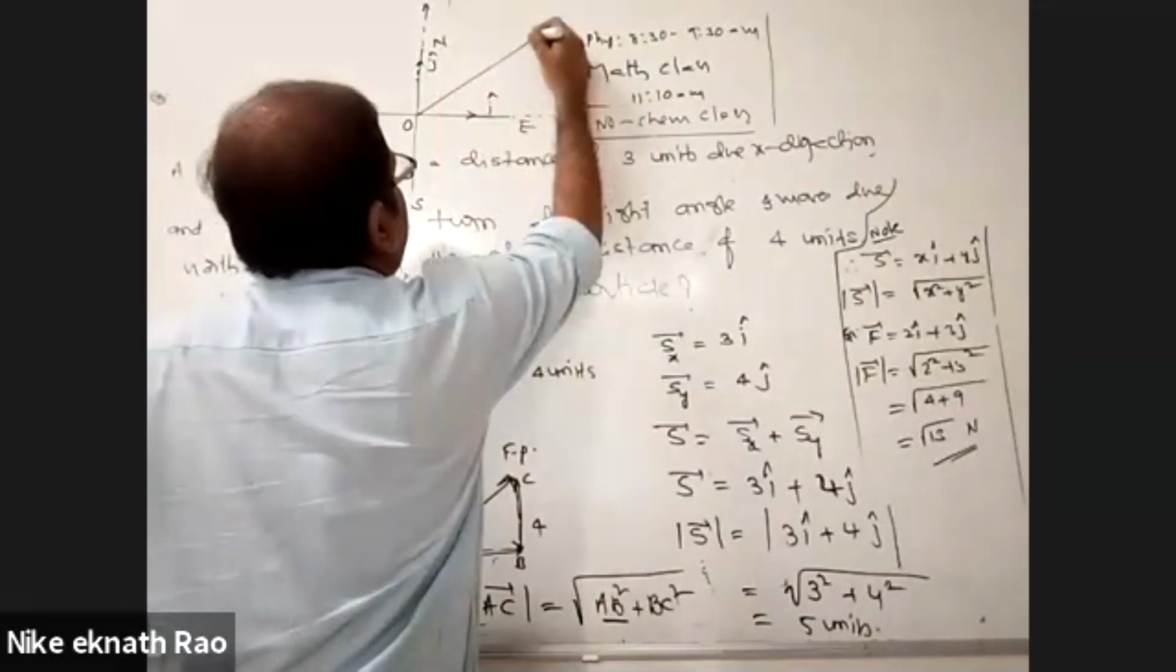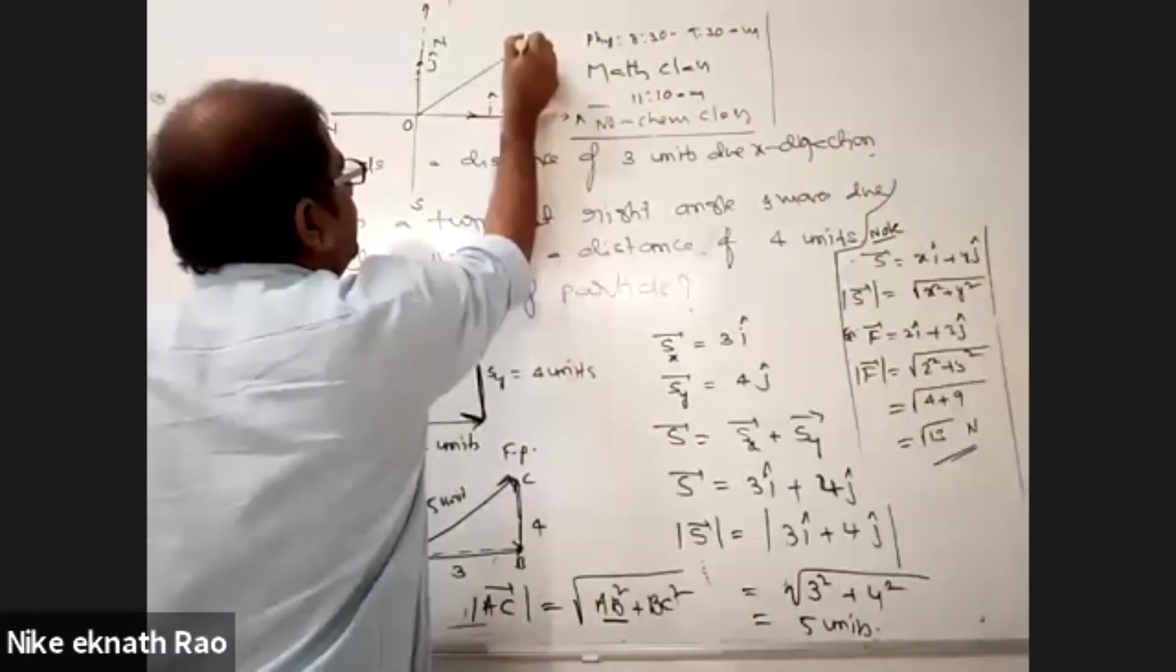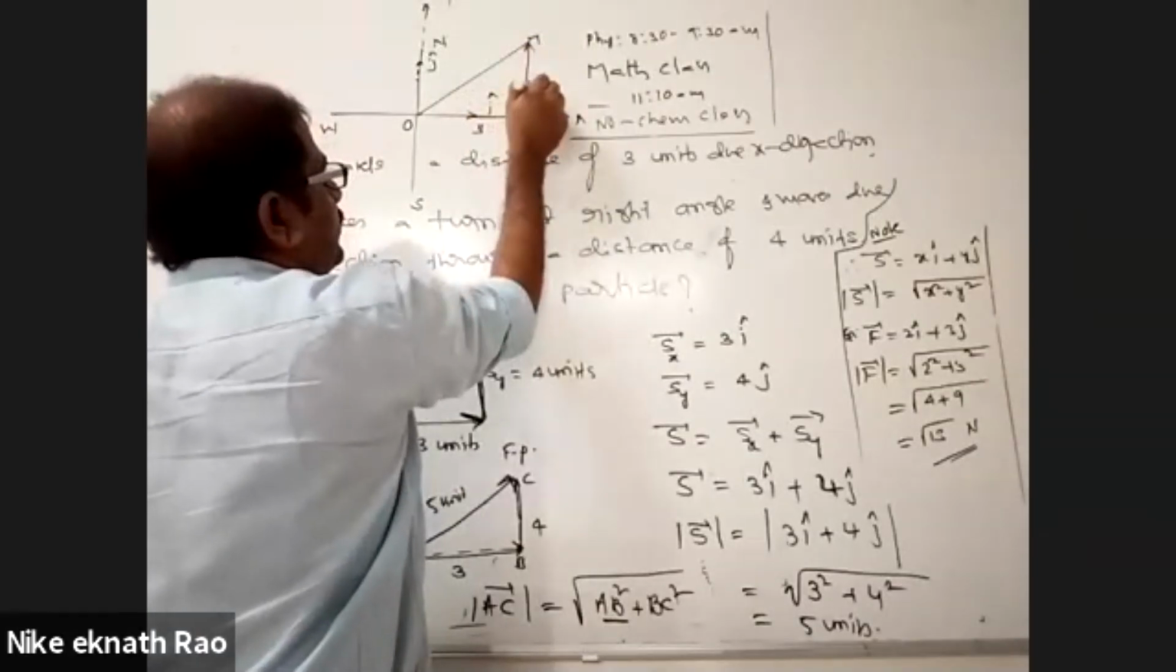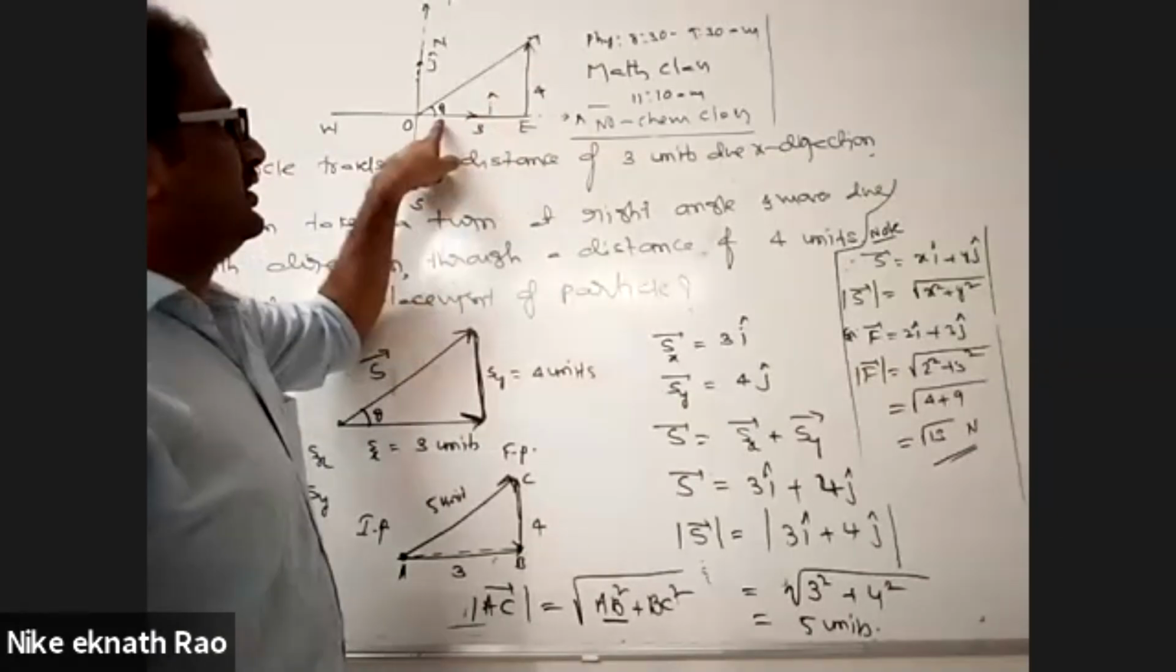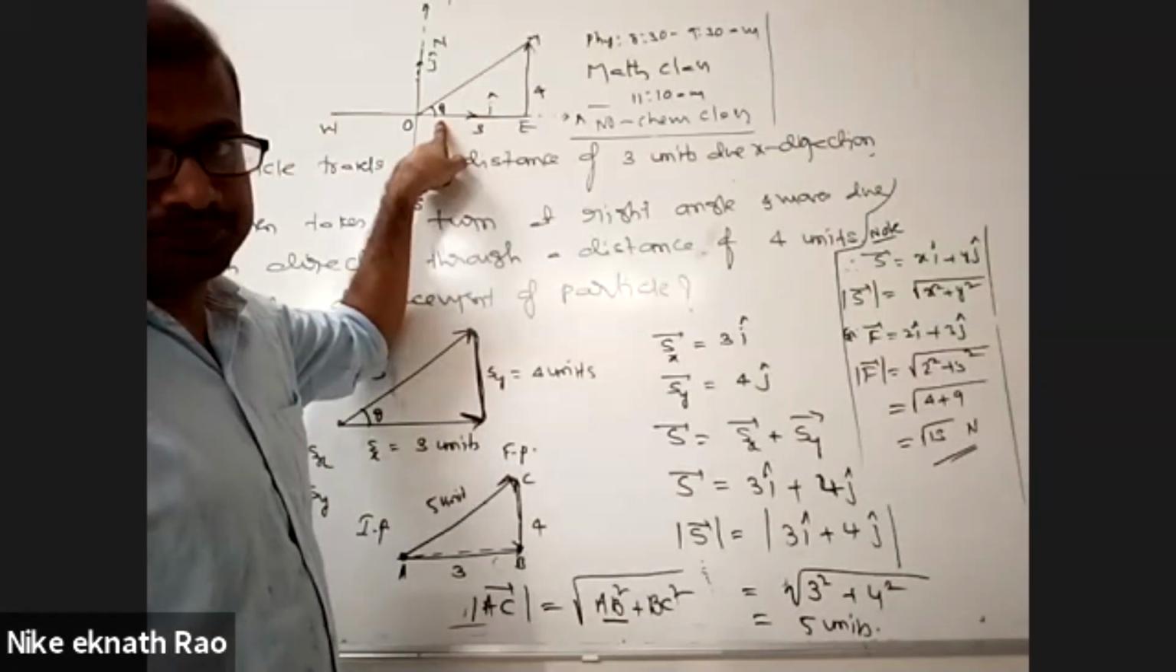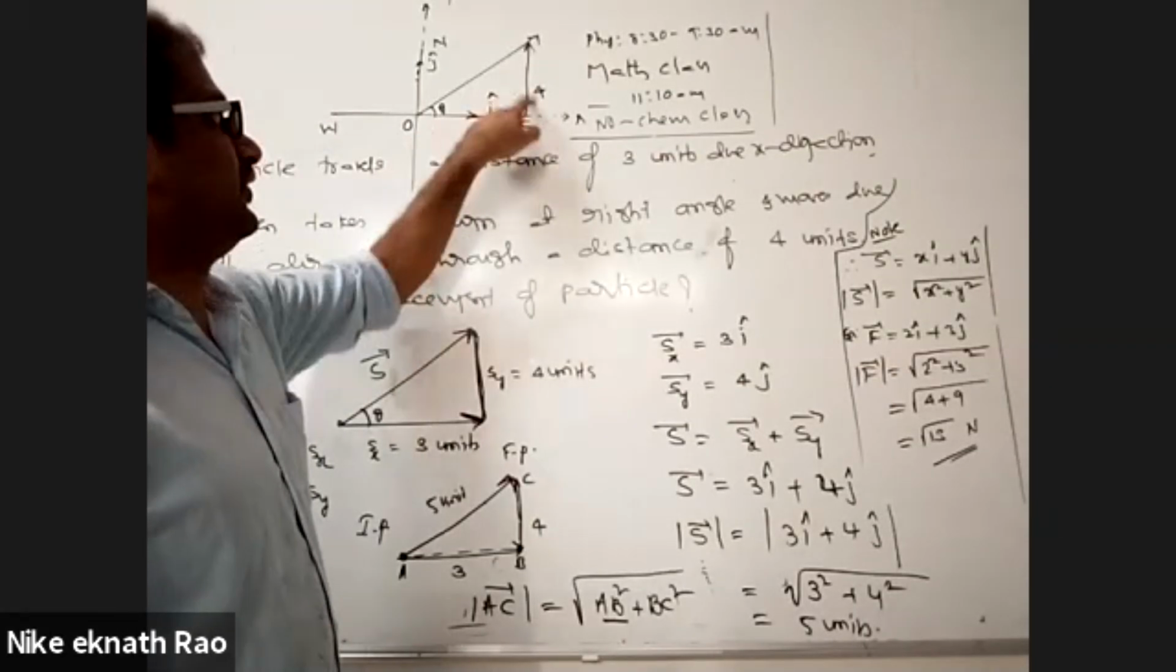So the net displacement is like this. This is 3 units. This is 4 units. If this angle is theta, and if both were equal, this angle would have been 45 degrees. These two are not equal.